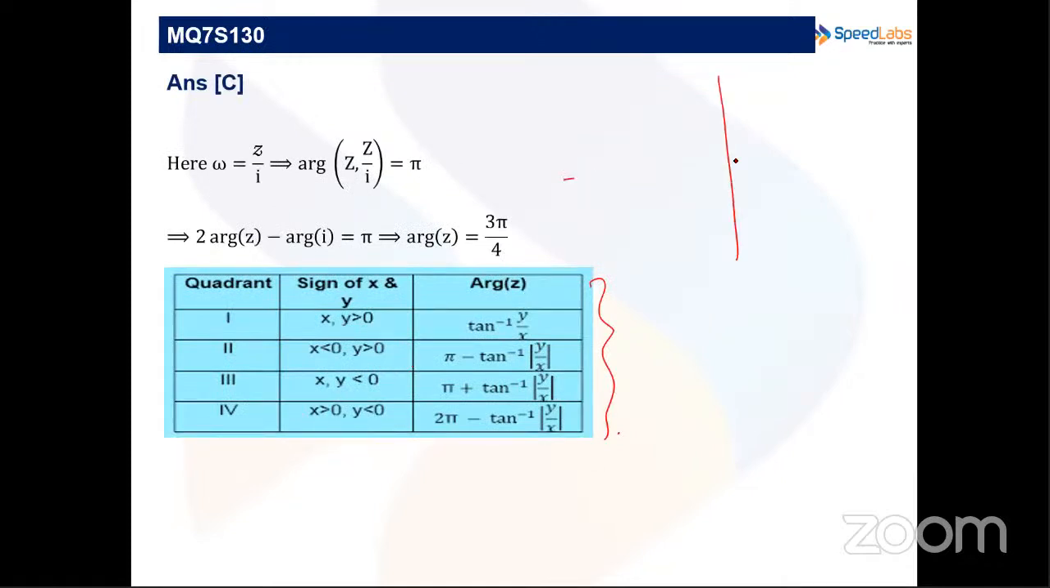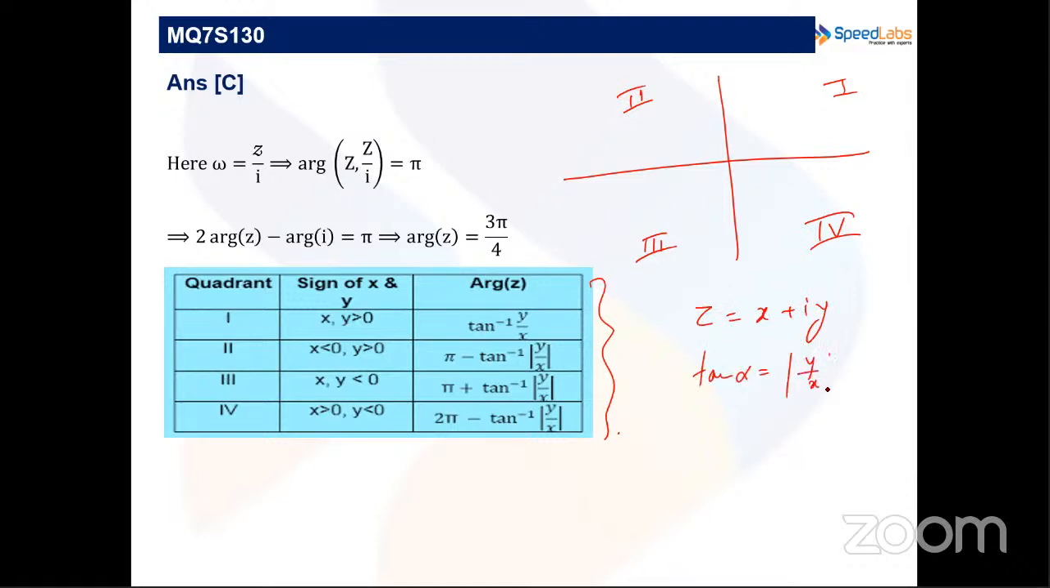If you are going for the first quadrant, second quadrant, third quadrant, or fourth quadrant, what you need to do for the argument is, if z equals x plus iy, first find tan alpha. This tan alpha is mod y upon mod x, that is, taking the positive value. Now, if you are in the first quadrant, then this alpha will be equal to theta.